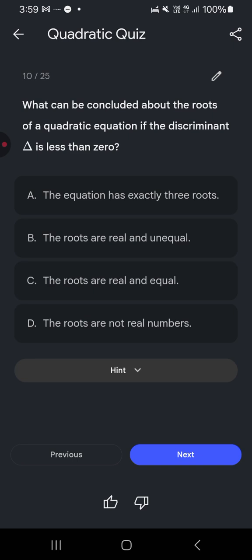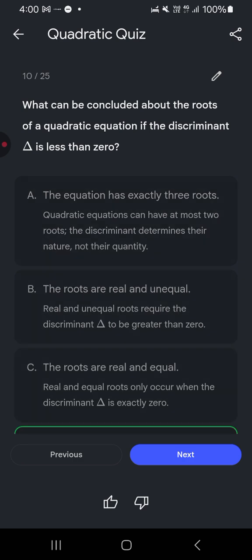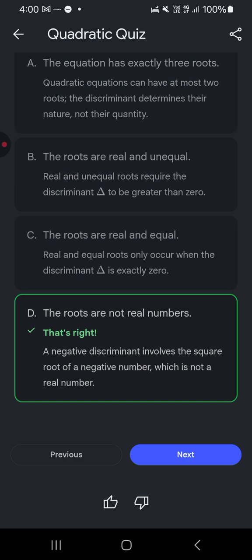What can be concluded about the roots of a quadratic equation if the discriminant is less than 0? The correct option is D. The roots are not real numbers, because a negative discriminant involves the square root of a negative number, which is not a real number.